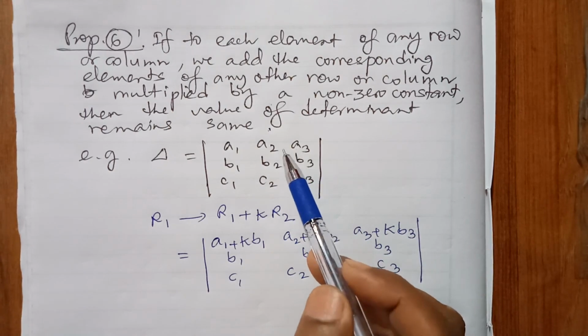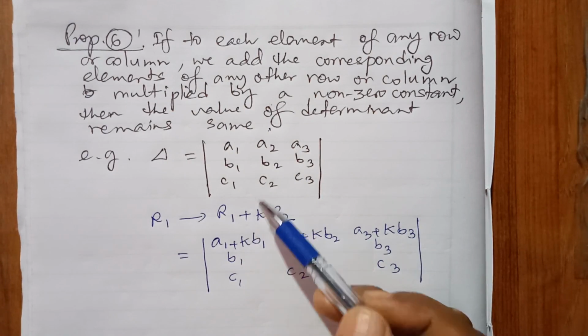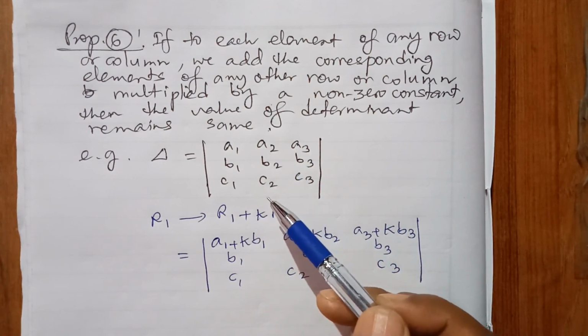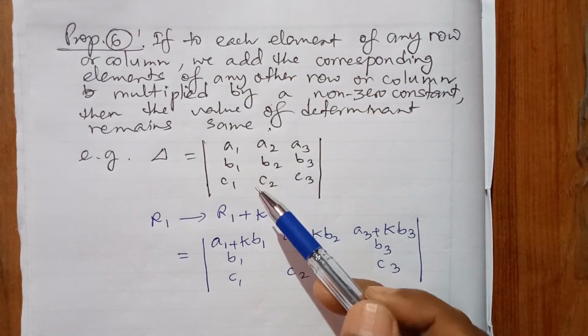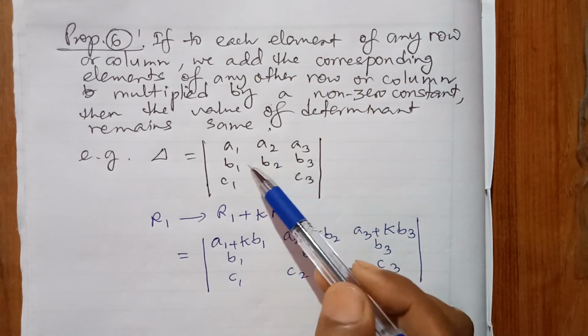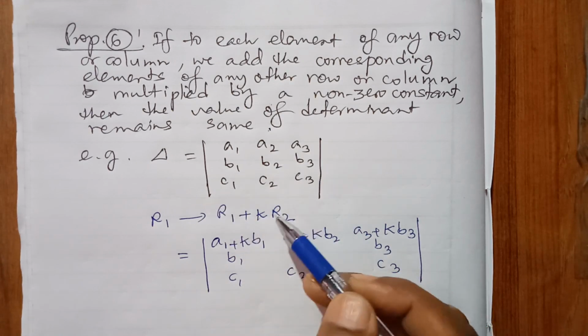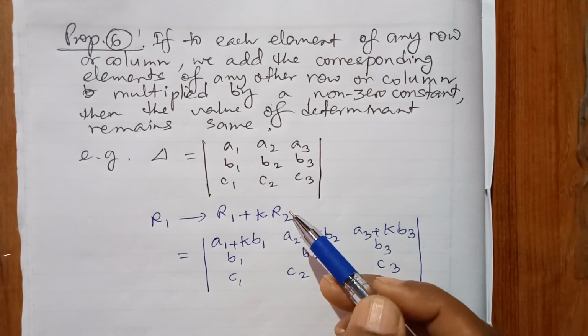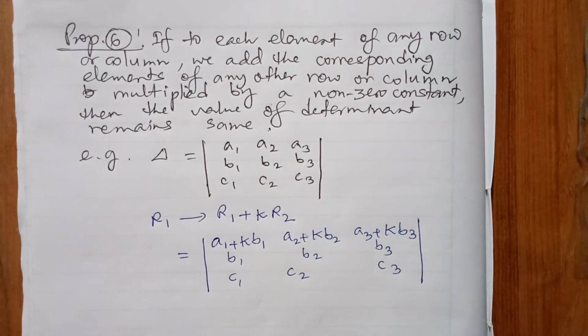So it is not restricted only to 2 rows or 2 columns. You can extend this operation up to 3 rows or up to 3 columns also to make a change in any row or column. We can add the elements of 3 rows or 3 columns also to make the change in any row or column. Okay, this is property number 6.